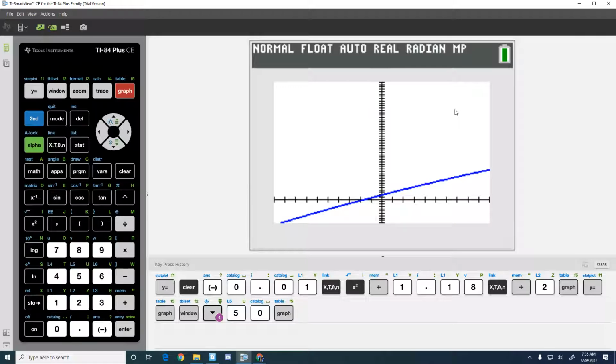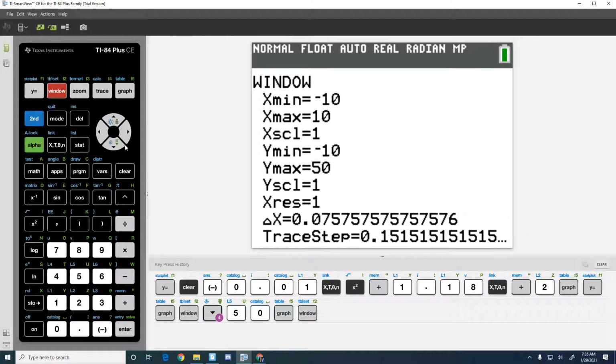Yeah, that x maximum, because I want to go to the right. And so right now my maximum x value is still 10. I need to make that a bigger number. So I'm going to go back to window. And there's x min. Go down to x max. And that's only at 10 right now.